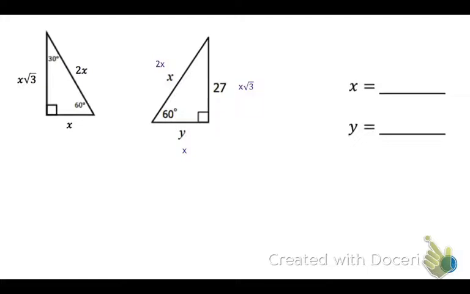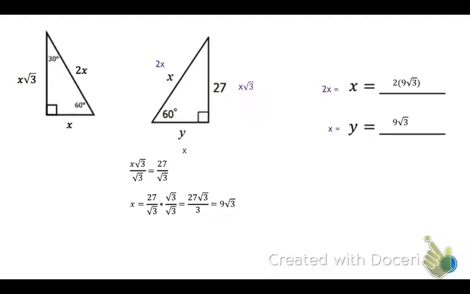Cool? Same thing here: opposite of 60 is x square root of 3, opposite of 30 is x, and the hypotenuse is 2x. So that means 2x equals x, and x equals y. And then x square root of 3 equals 27. Divide by the square root of 3, and you get x equals 27 divided by the square root of 3. Rationalize that, you get 27 square root of 3 over 3, which is 9 square root of 3. So for that first one, x equals y, so that's just 9 square root of 3. We have to double it, so 2 times 9 square root of 3 is 18 square root of 3.